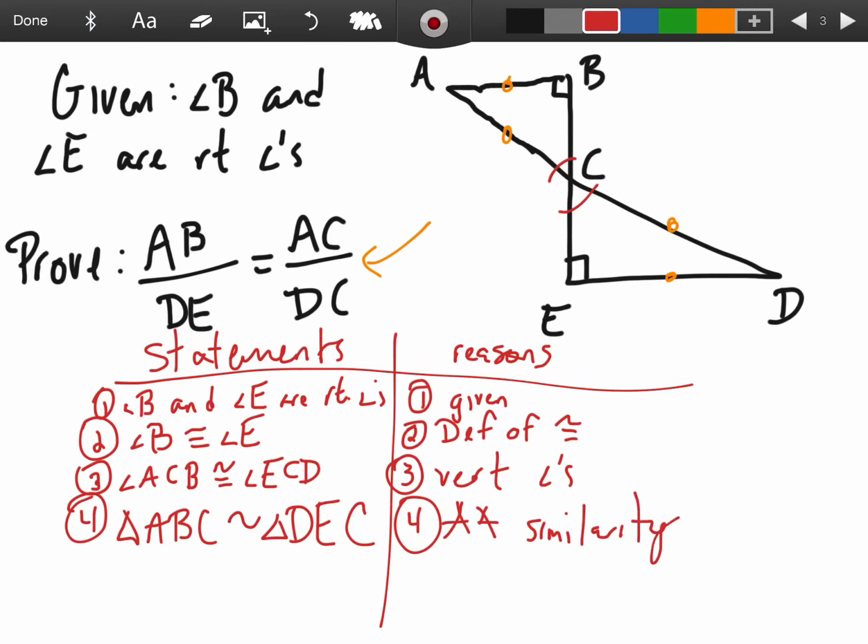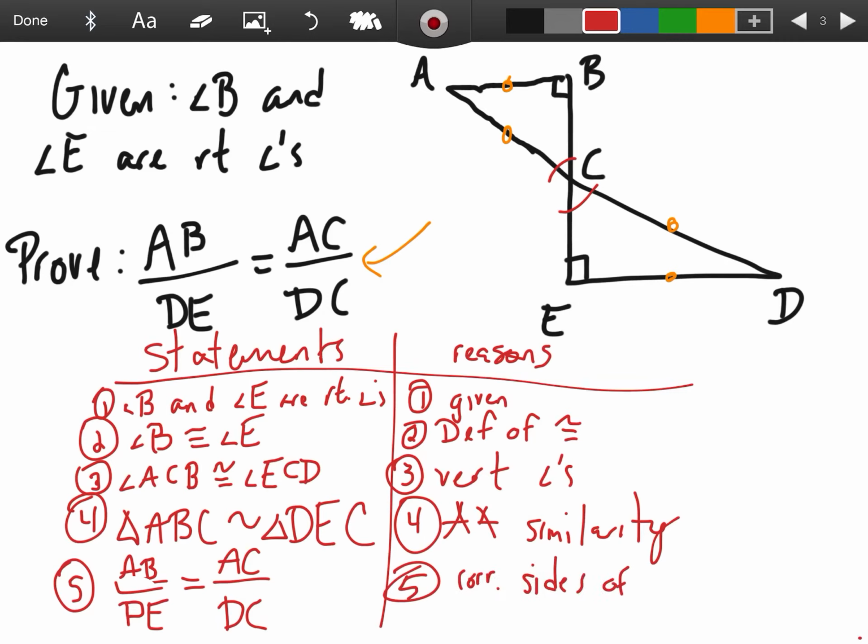All right, and lastly, now that I have the two triangles are similar, I can set up my proportion and say that AB over DE equals AC over DC. And my reason for that is that corresponding sides of similar triangles are in proportion.